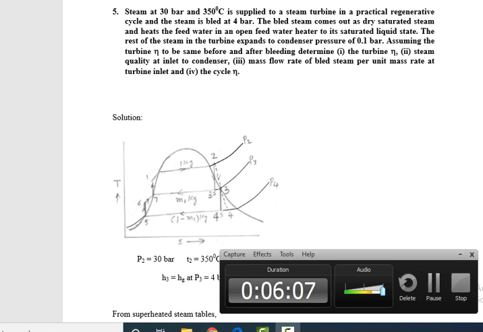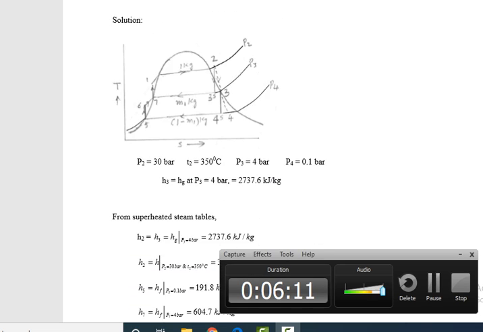First of all you have to go to the turbine section, where the pressure is P2 equal to 30 bar, temperature 350. Again you have to use the steam table to find the values. The temperature is 350 degrees Celsius, which is more than the saturation temperature, so the steam is superheated. Then you have to go to the superheated section.